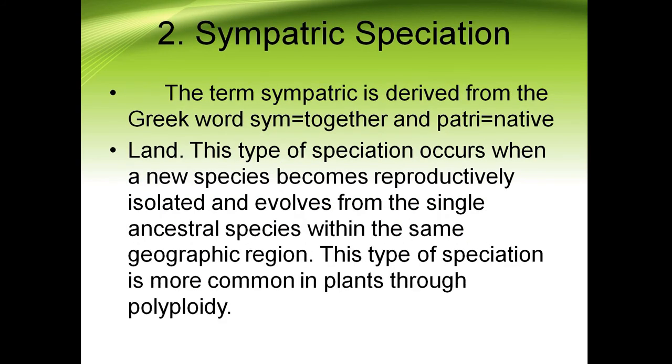Next we have sympatric speciation. Sym here means together, patri is native land. Sympatric speciation is nothing but that occurring between two groups of the same species that are living in the same geographical location, but they are evolving differently.